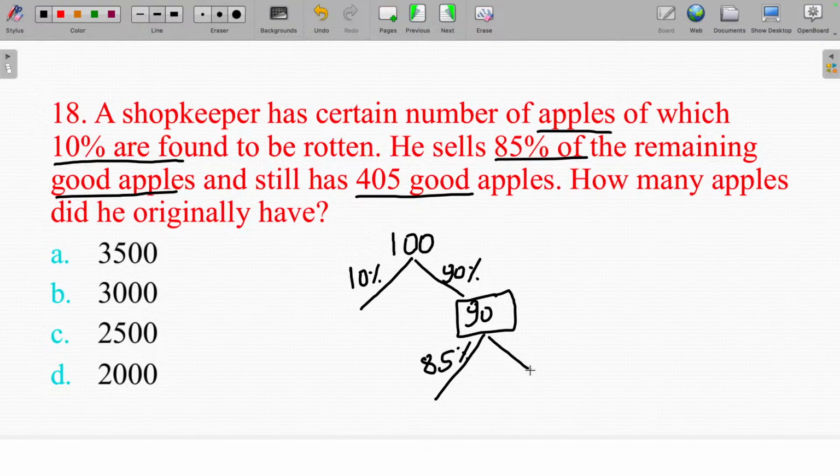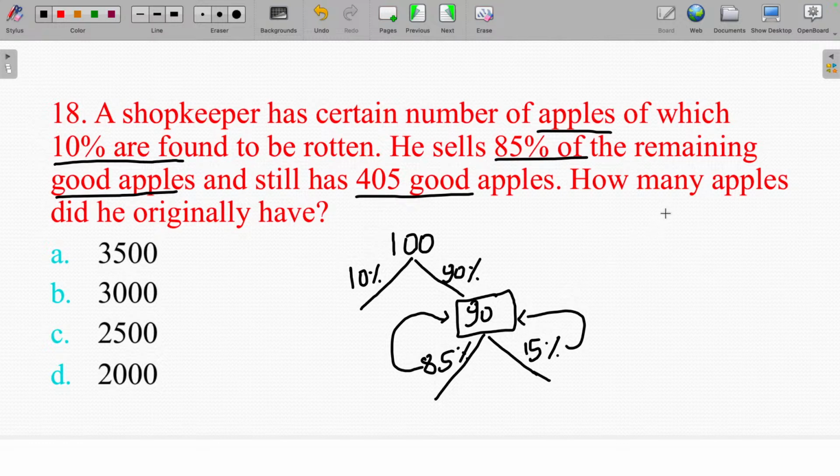But I want the remaining. Tell me, how do I find the remaining? 85% sold means what do I write? He sells 85% of 90. Now, how to find the remaining? I don't want the answer, I want to know how to find it. Remaining is very simple, 15%, right? By subtracting from 100, yes. You have 15% of 90.